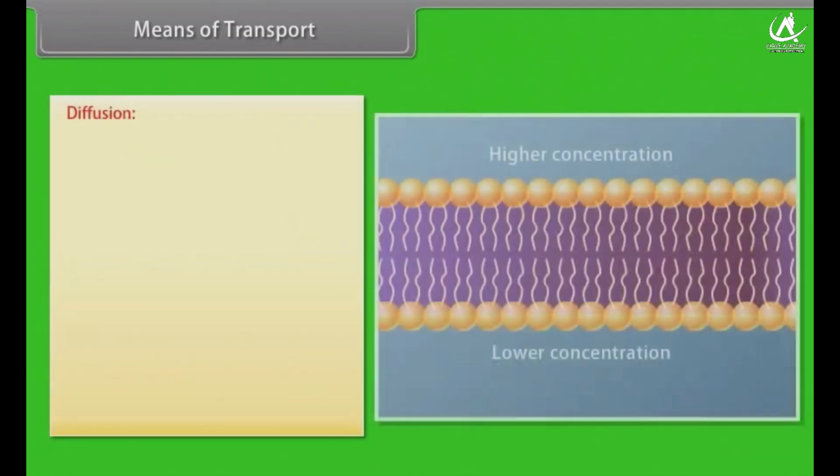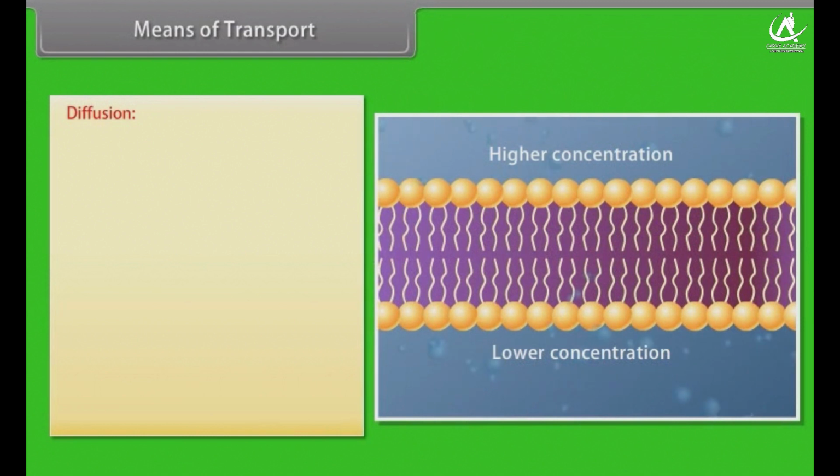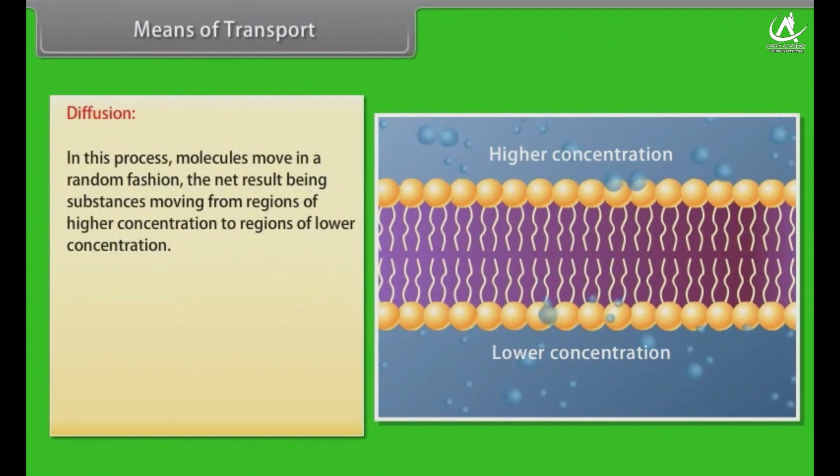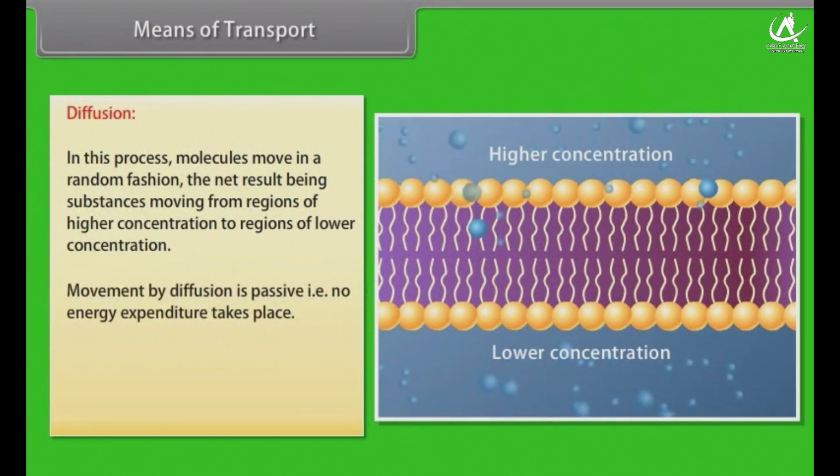Means of transport. Let us start with diffusion process. Diffusion is a slow process and is not dependent on a living system. In diffusion, molecules move in a random fashion, the net result being substances moving from regions of higher concentration to regions of lower concentration. Movement by diffusion is passive and may be from one part of the cell to the other or from cell to cell or over short distances, say from the intercellular spaces of the leaf to the outside. No energy expenditure takes place.